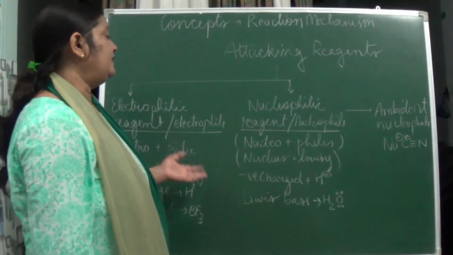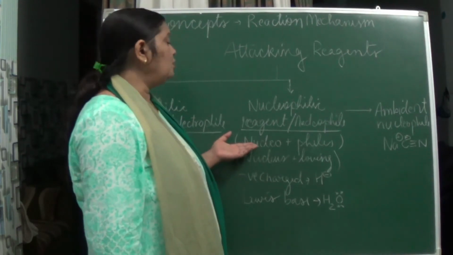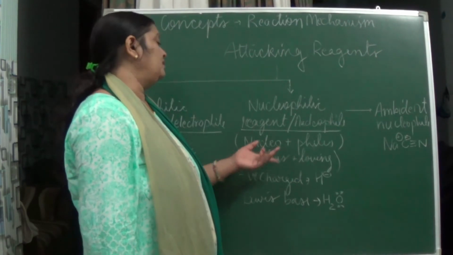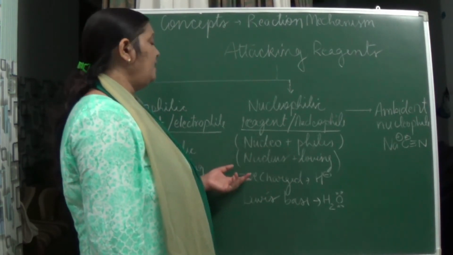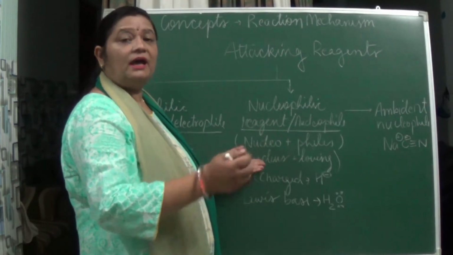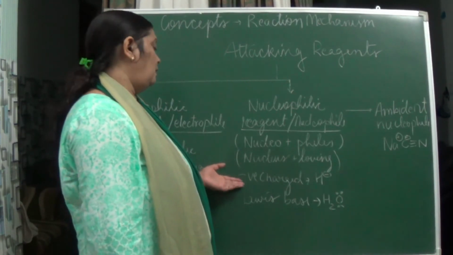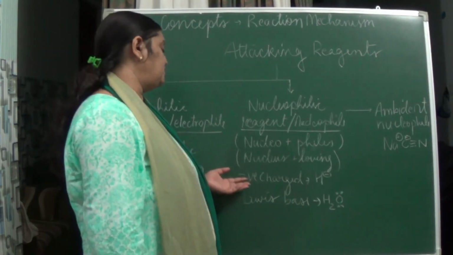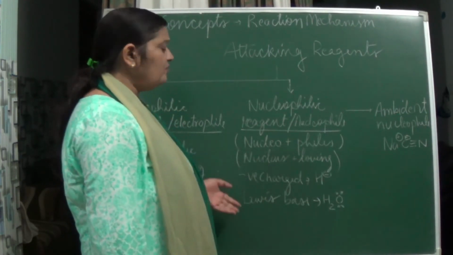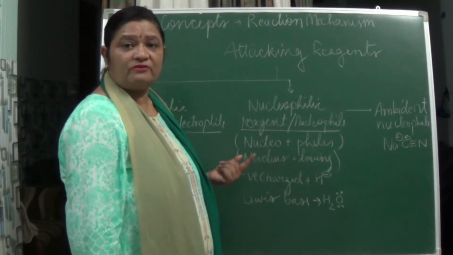Now, nucleophilic reagent or a nucleophile. When I say it, let us simplify the word: nucleo plus philic. Nucleo means nucleus, philic means loving. So it is nucleus loving. It means it will try to take the electrons, isn't it? So here, the negative charge particles like H minus ions will try to go to the positive charge. Or we can simply say Lewis base like H2O, because O consists of lone pair of electrons.